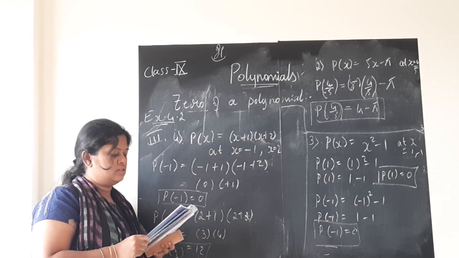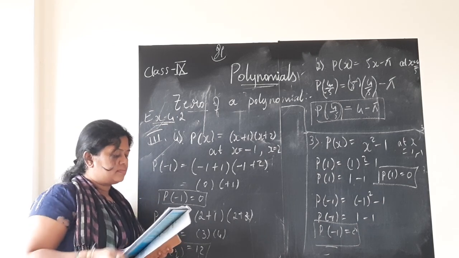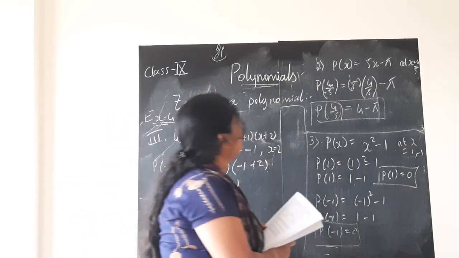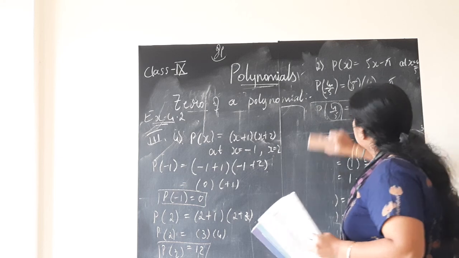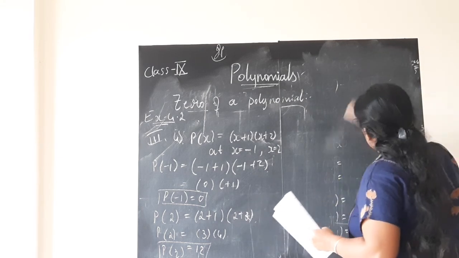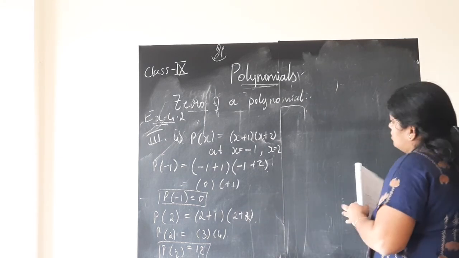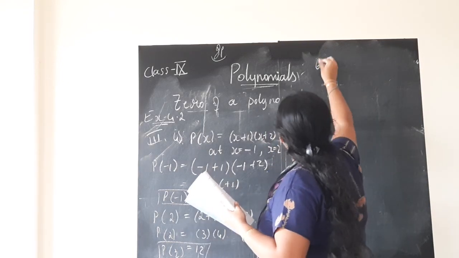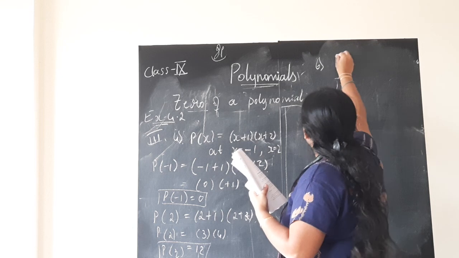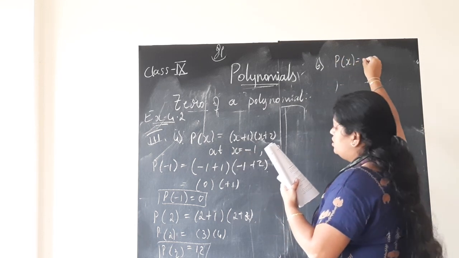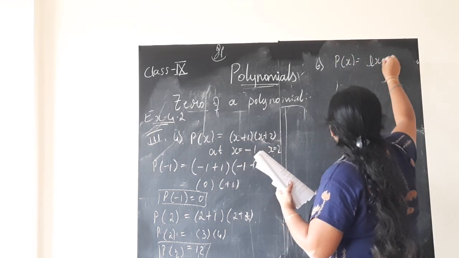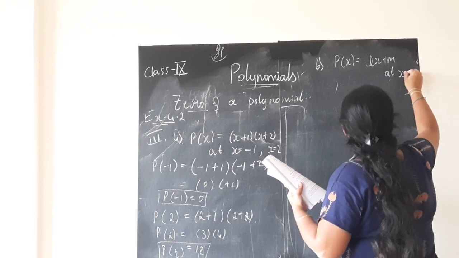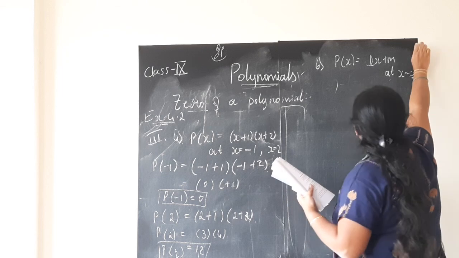P of x is x square. Now, sixth one I will do. Sixth, okay, 6, 7, 8 I will do. Fraction is there. So fifth one for you. Sixth one I am doing. P of x is equal to Lx plus m at x is equal to minus m by l.